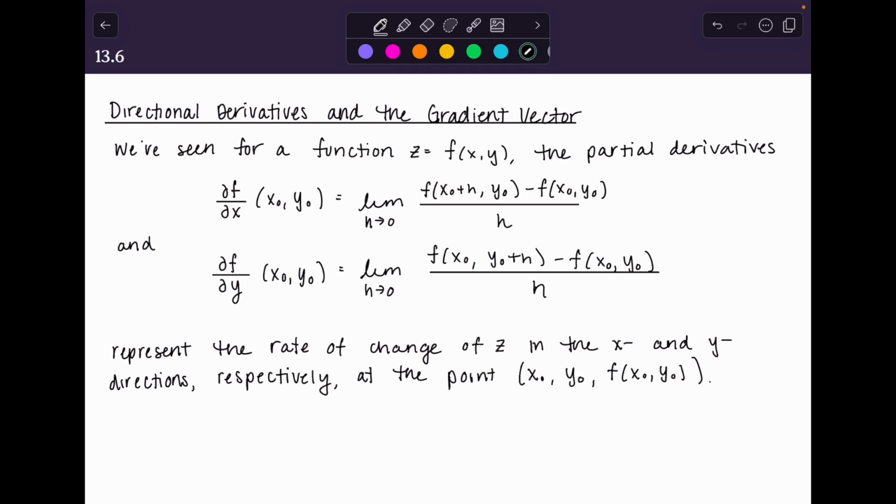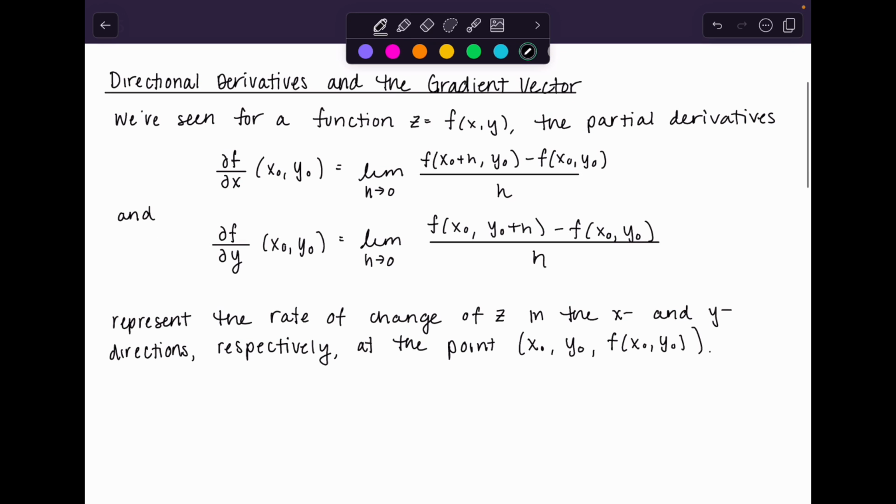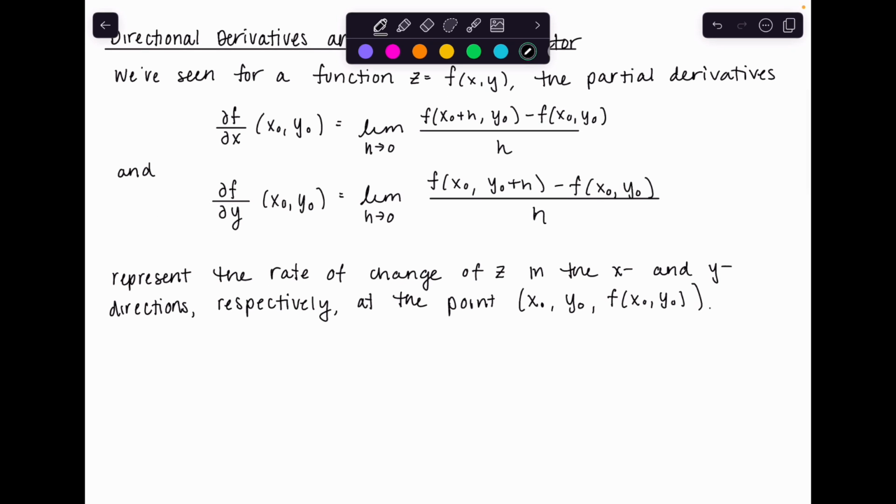Instead, a different way we can think about these is as the rate of change in the directions of the i and j vectors. Remember, i is in the x direction, j is in the y direction. So that's a second perspective on this same thing. Alternatively, these are the rates of change in the directions of i and j.